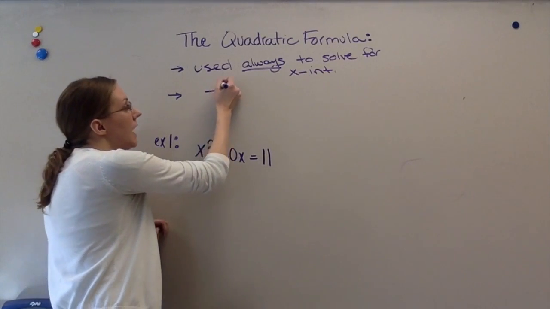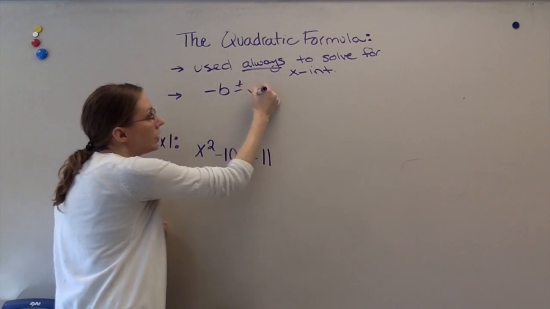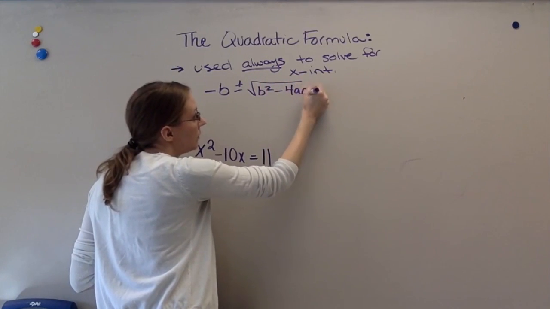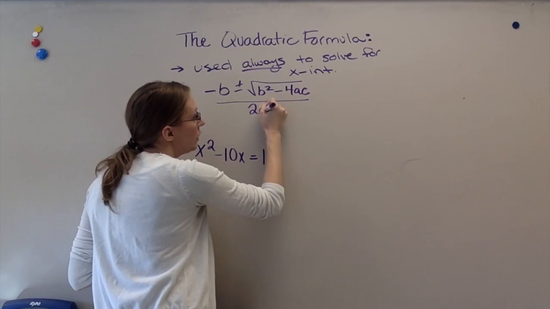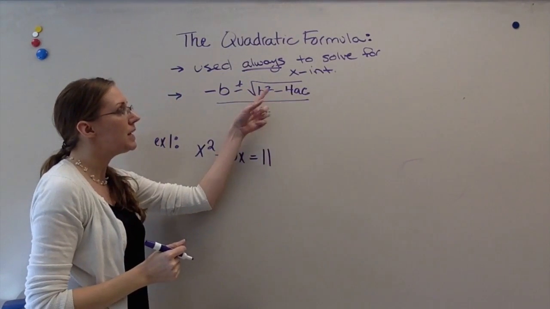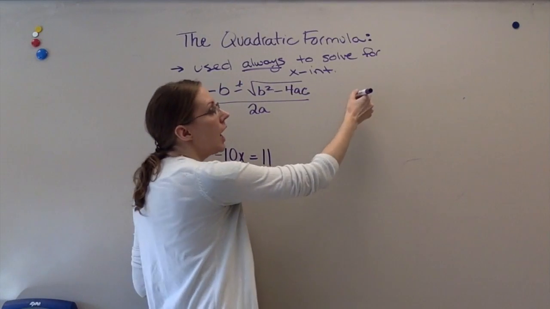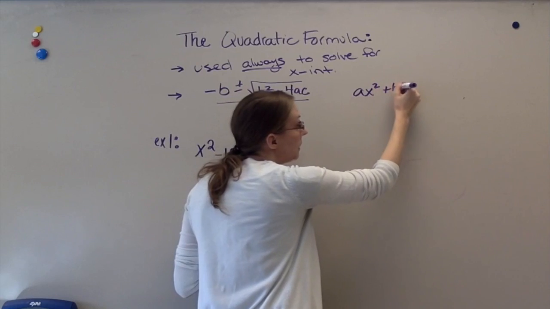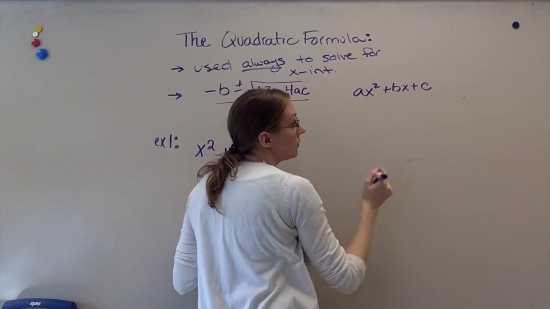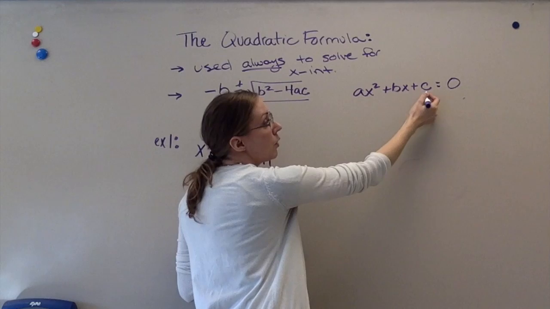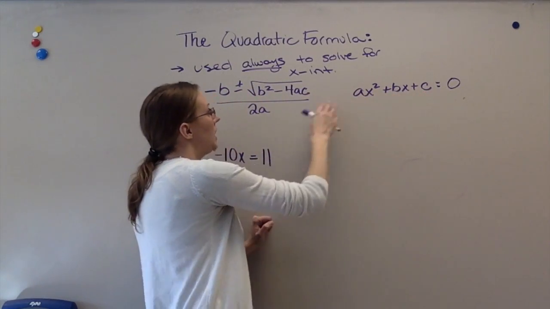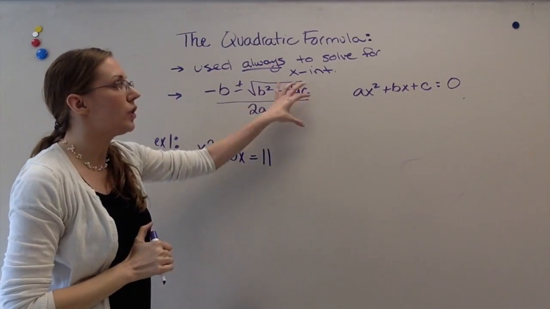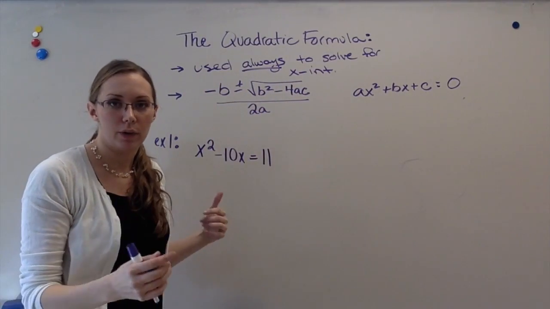The formula is negative b plus or minus the square root of b squared minus 4ac over 2a. Now the a, the b, and the c used in this entire formula comes from our standard notation, which is ax squared plus bx plus c equals 0. So this c is the c used here, the b is used here and here, and the a is used twice here. When we go through solving this, we need to make sure we use our order of operations.